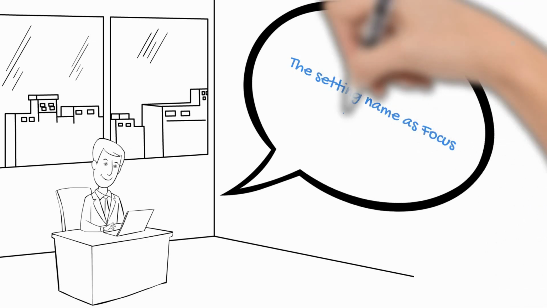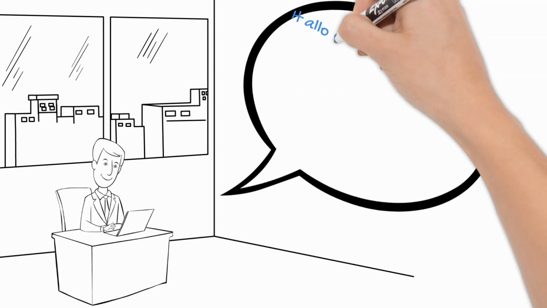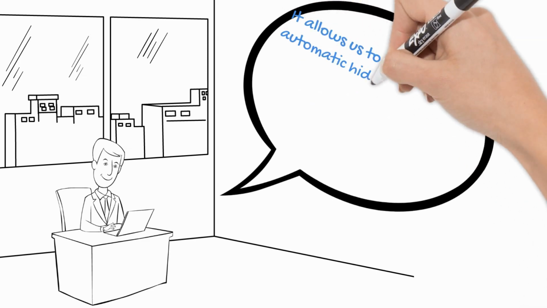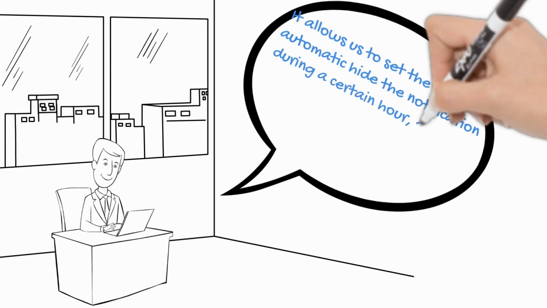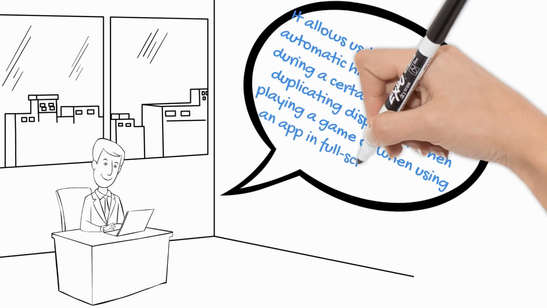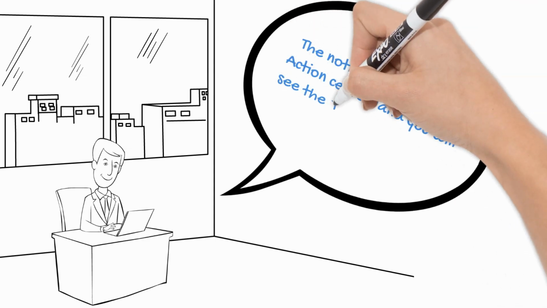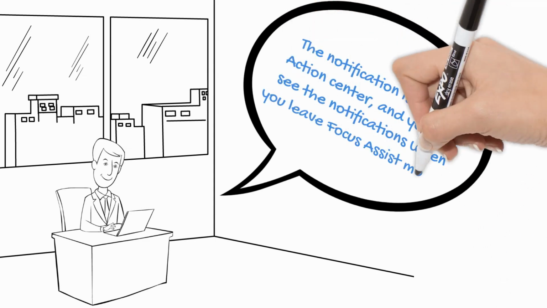The setting name is Focus Assist. It is quite similar to our cell phone's silent mode. It allows us to set the rules to automatically hide the notification during a certain hour, or when duplicating display, or when playing a game, or when using an app in full screen mode. The notification is sent to Action Center, and you will see the notifications when you leave Focus Assist mode.